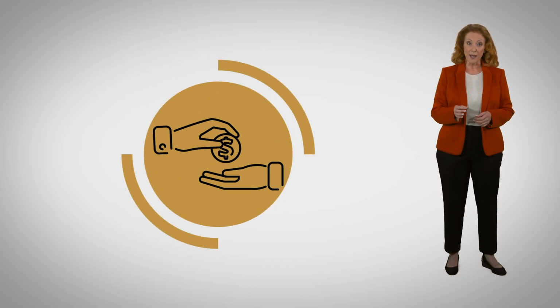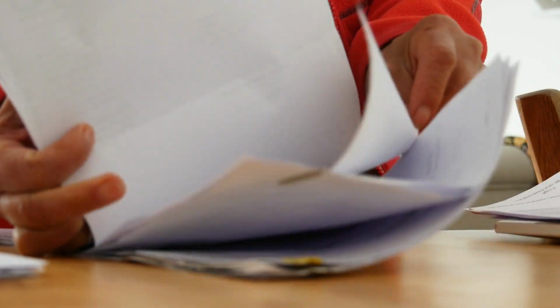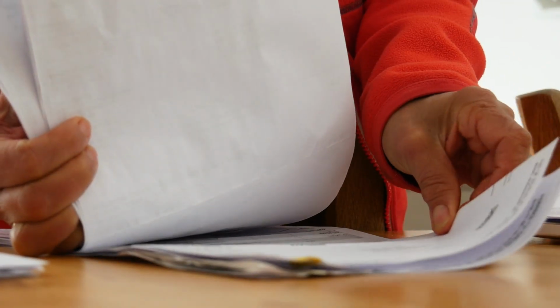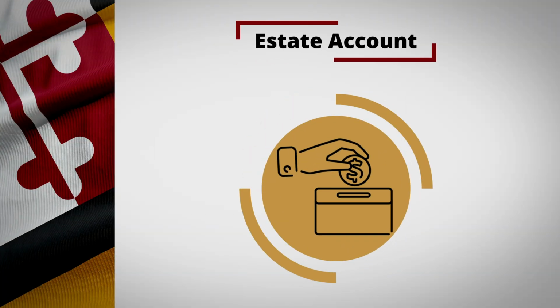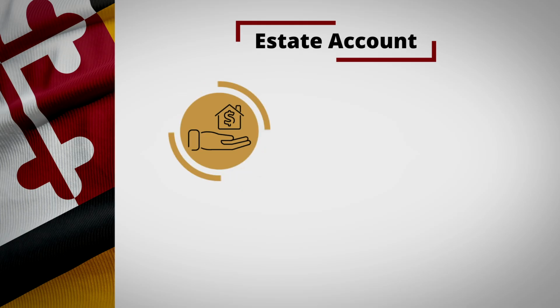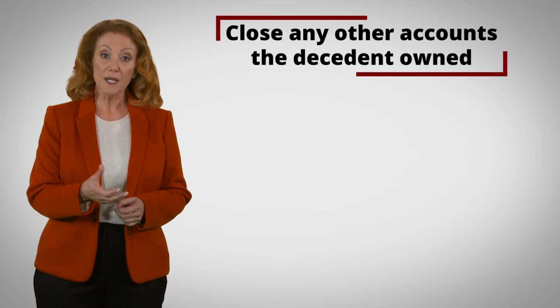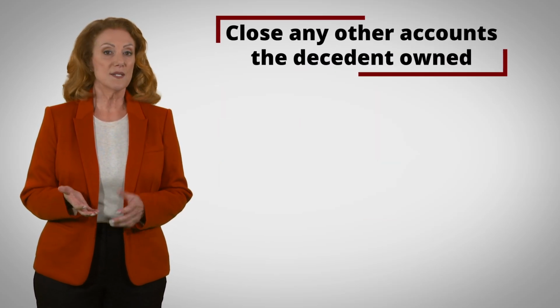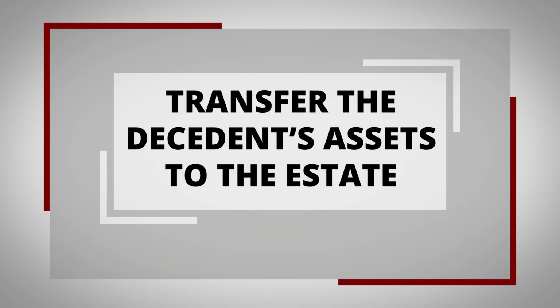If you need to pay estate expenses, you may pay them from the estate account. Remember to maintain accurate records of all transactions. If the estate receives income, deposit the money in the estate account. This may include rent, stock dividends, interest, or refunds, as well as other types of income. Make sure to also close any other accounts the decedent owned, such as investment or retirement accounts. Transfer the decedent's assets to the estate.